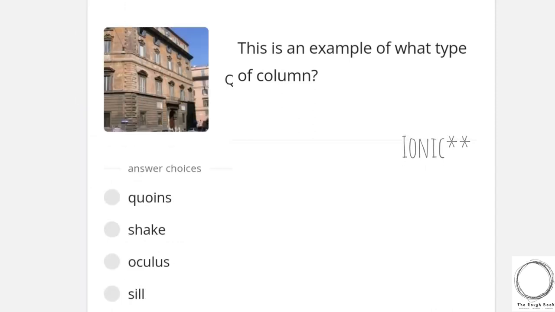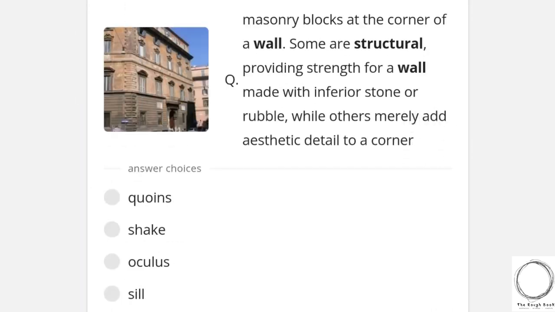Moving on to the next question, masonry blocks at the corner of a wall. Some are structural, providing strength for a wall, made with inferior stone or rubble, while others merely add aesthetic detail to a corner. And the options are quince, shake, Achilles. And the right answer is quince.